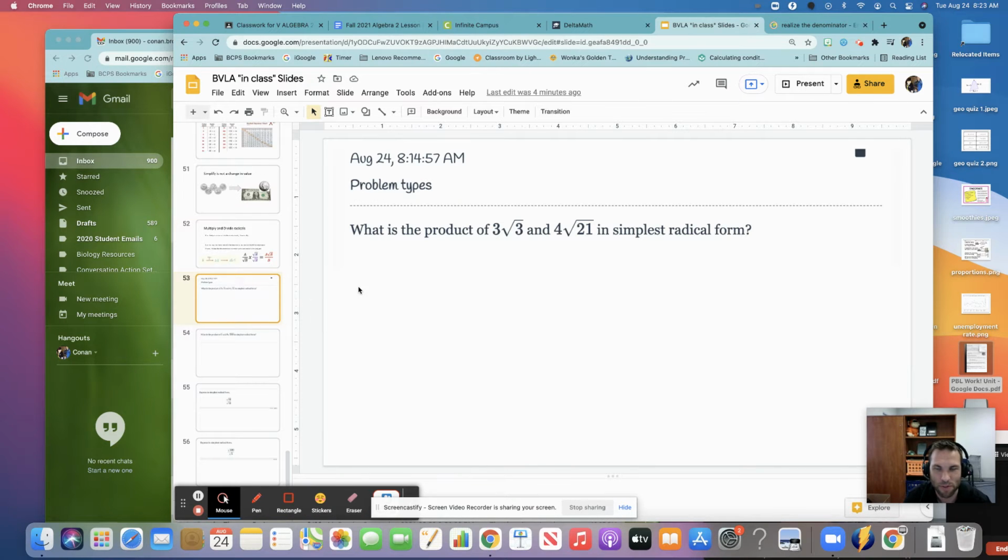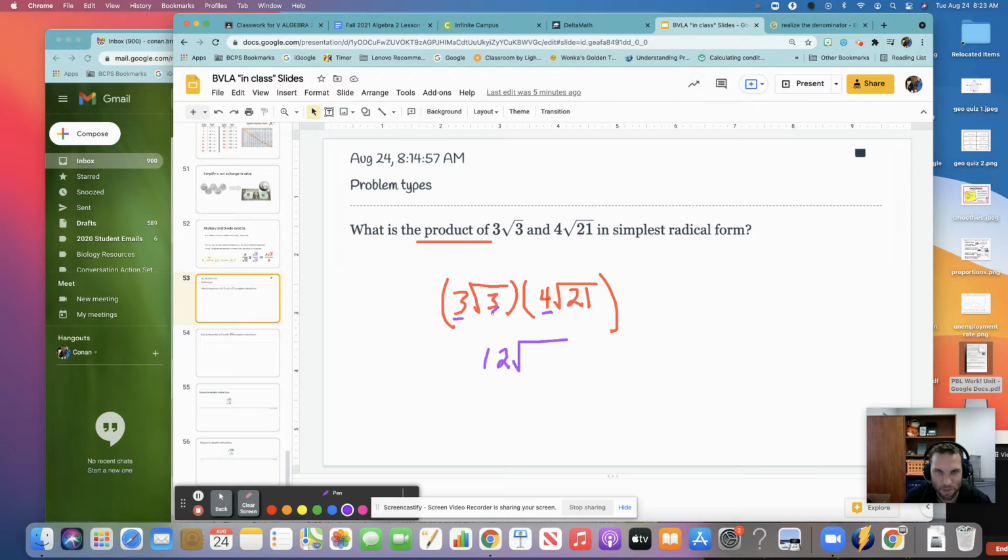All right. So here's one of them. It says, what is the product? So we're going to multiply. So I have 3 root 3, and this is going to be multiplied by 4 root 21. Like this. Okay. Now, if you remember the rule, we're going to multiply the outside numbers times the outside numbers. So 3 times 4 is 12. So far, so good. And then the inside numbers times the inside numbers. So 3 times 21 is 63.